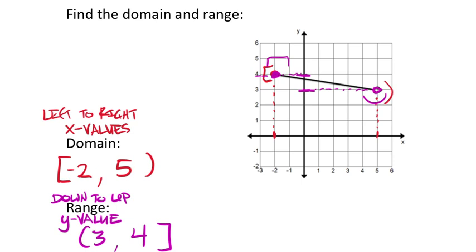It doesn't matter. These numbers, they're consecutive. That doesn't matter either. Sometimes they're positives. Sometimes they're negative and positive, like this one. Doesn't matter, all right? So you're just going from down to up for your range, left to right for your domain. But this right here is the interval.